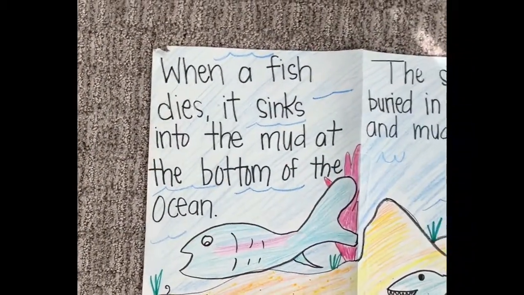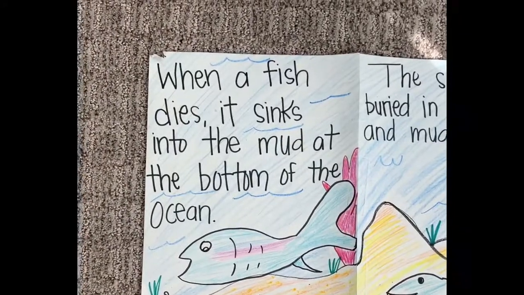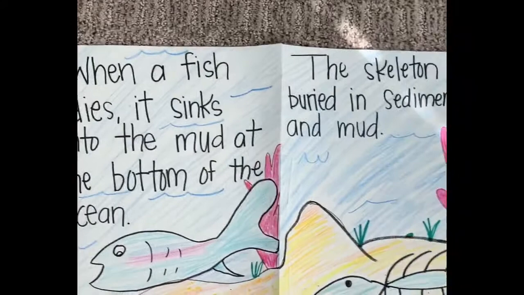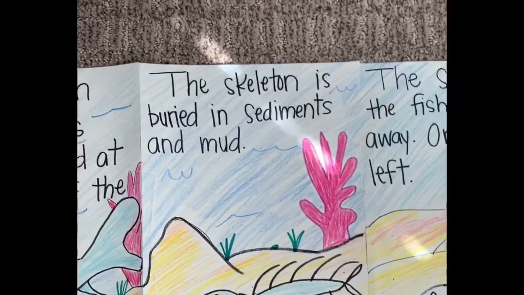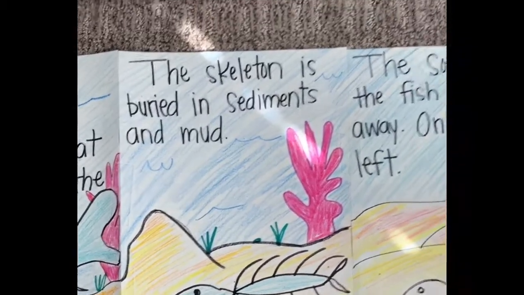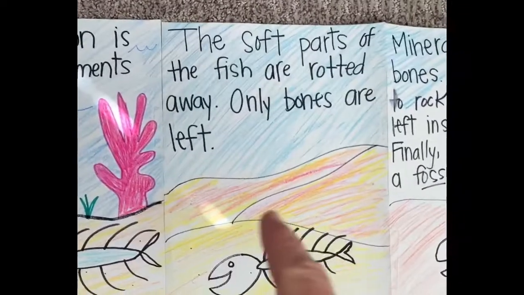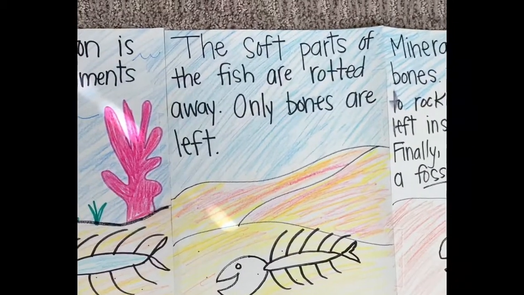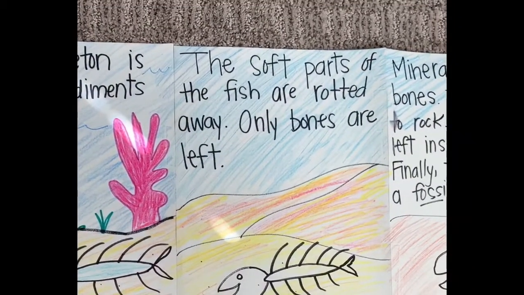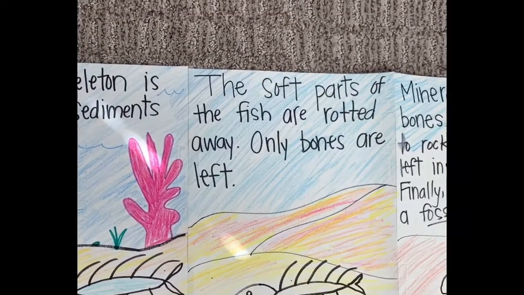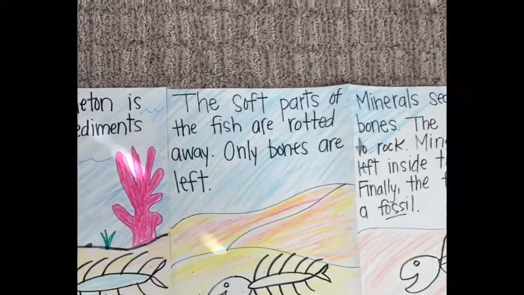It says, when a fish dies, it sinks into the mud at the bottom of the ocean. It's died, sinking. The skeleton is buried in sediment and mud. And then over time, it will start to get covered in sediments. So do you see on my picture right here? I have it being buried in sediments over the years. The soft parts of the fish are rotted away and only the bones are left. So you've got layers and then you just have your bones.